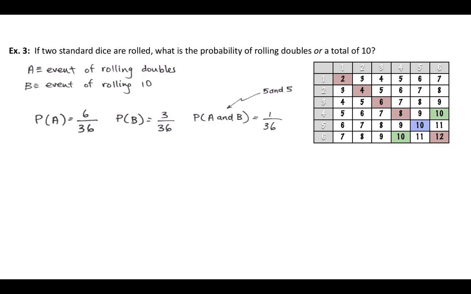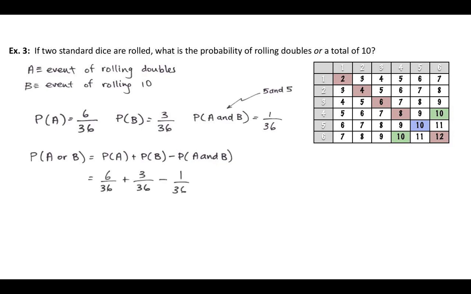So the probability of A or B, of rolling doubles or a total of 10, is the probability of A plus the probability of B minus the probability of both. And this is our addition rule for non-mutually exclusive events. We can sub in our values here, and what we find is an 8 in 36 chance, or 2 in 9.